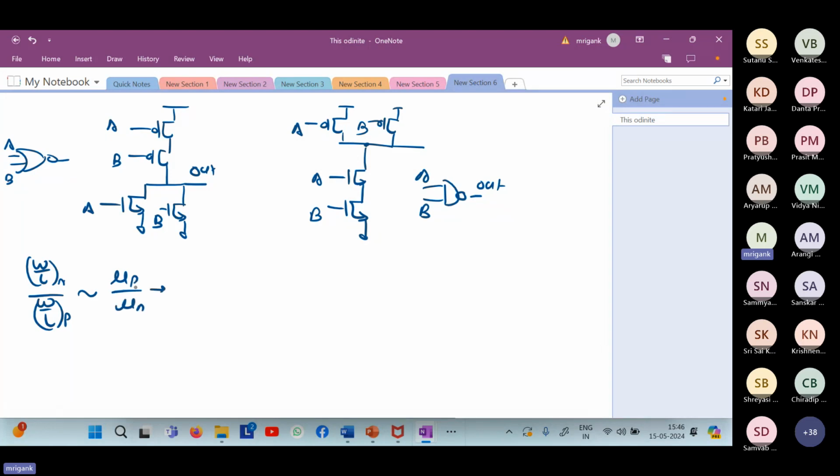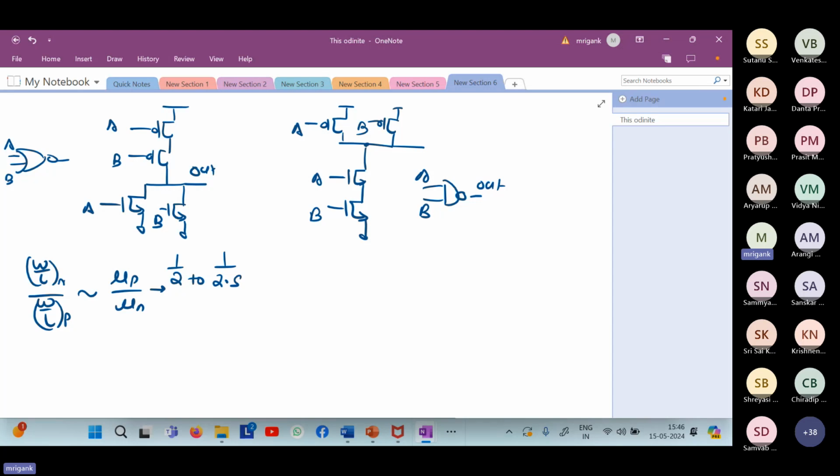In different technologies, older technologies, this ratio mu P by mu N is almost something like 2 to 2.5, or sometimes 3 also. Actually, mu N is greater. So the ratio of W by L N to W by L P will be approximately in this ratio. It can vary from technology to technology, different nodes, 45 nanometer, 65 nanometer, 180 nanometer. Depending on the technology it may vary slightly, but the ballpark number will be something around this.